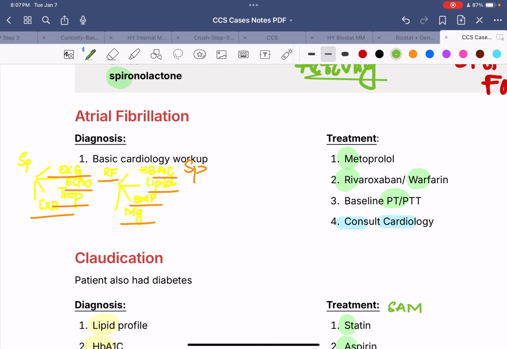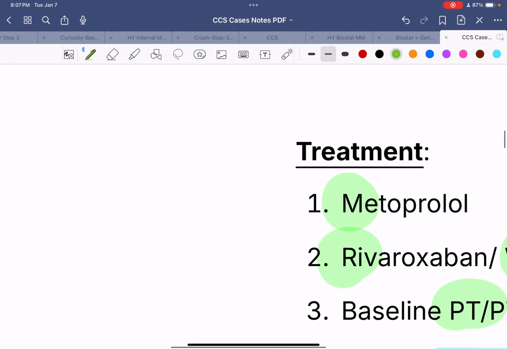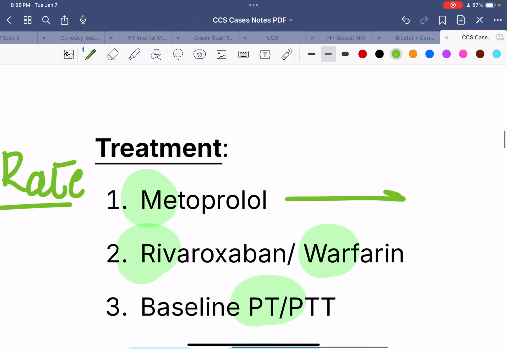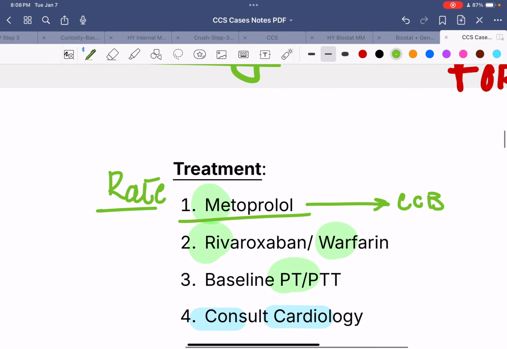What do you want to treat in this particular patient? Of course, first of all, your goal is rate control, right? And if of course the rate control fails, then you can go to rhythm control, right? So you're going to do rate control with either a beta blocker or if it fails, you're going to do it with a calcium channel blocker such as verapamil. So metoprolol is the preferred agent for rate control first of all, right?